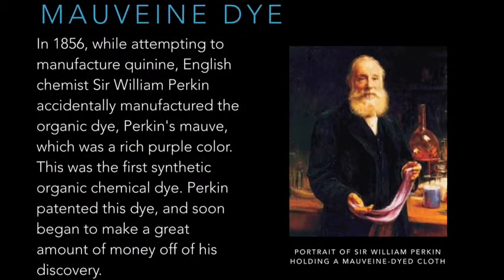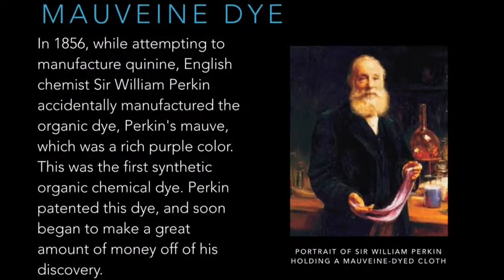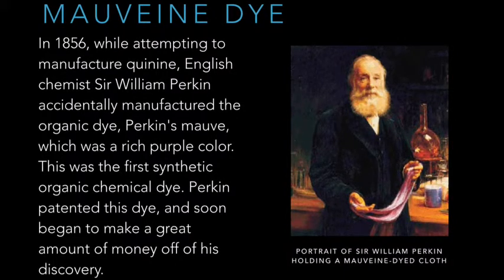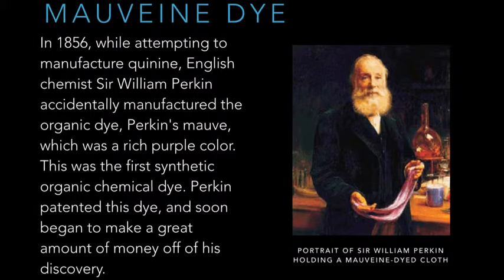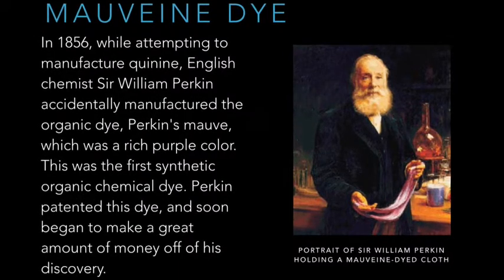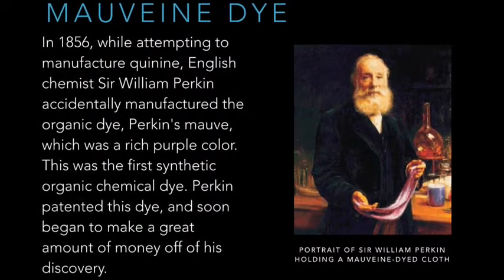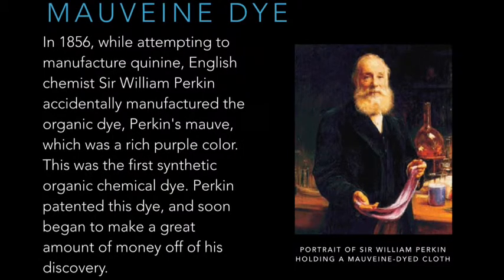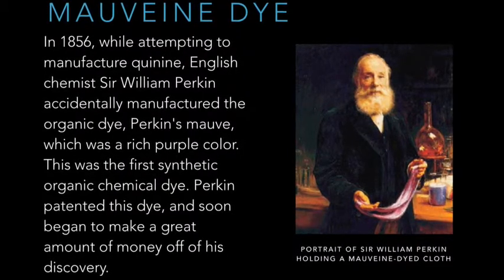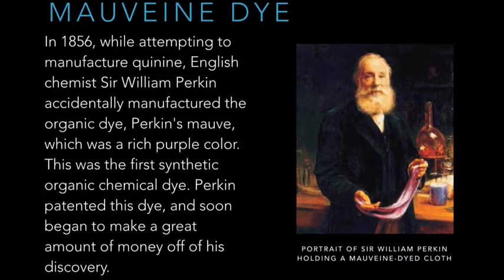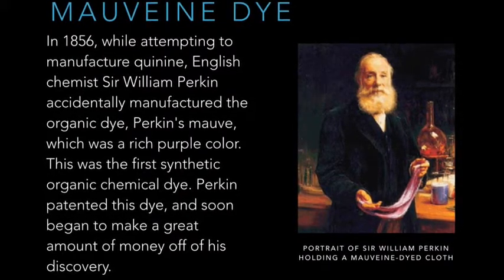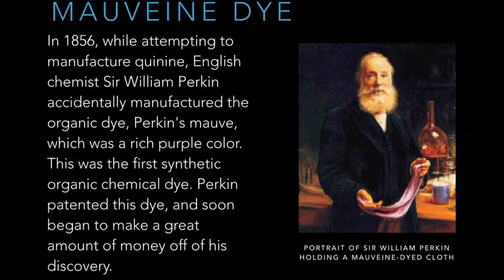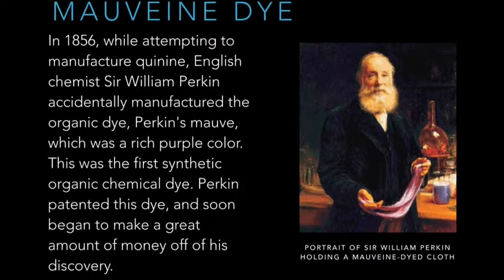This leads into the invention of mauveine dye. One scientist who found great commercial value in organic chemistry is the English chemist Sir William Perkin. In 1856, while attempting to manufacture quinine, he accidentally manufactured the organic dye, Perkin's mauve, which was a rich purple color. This was the first synthetic organic chemical dye. Perkin patented this dye and soon began to make money off of his discovery.